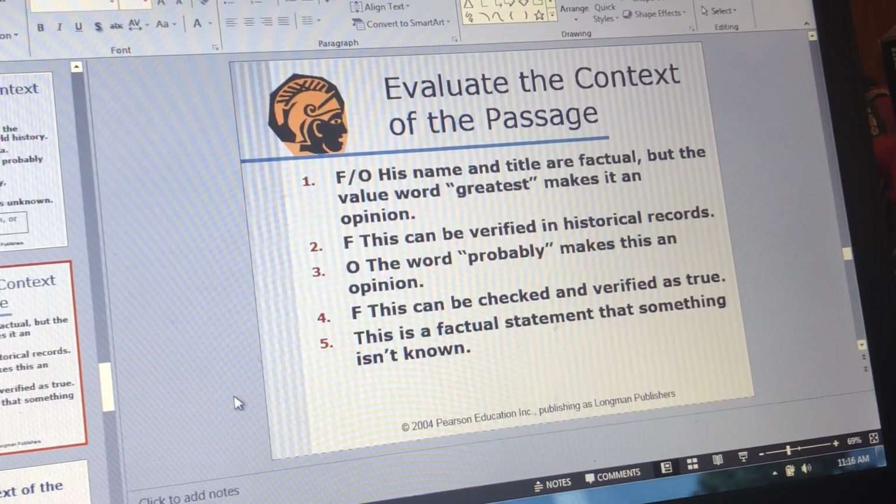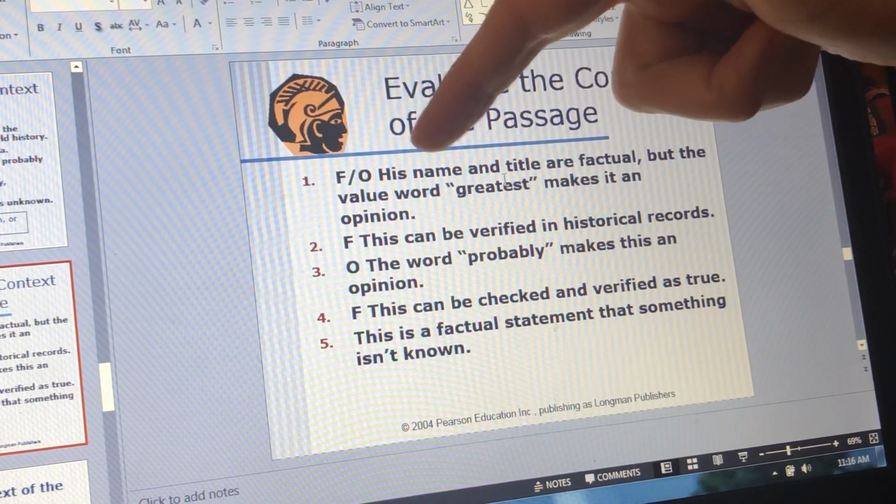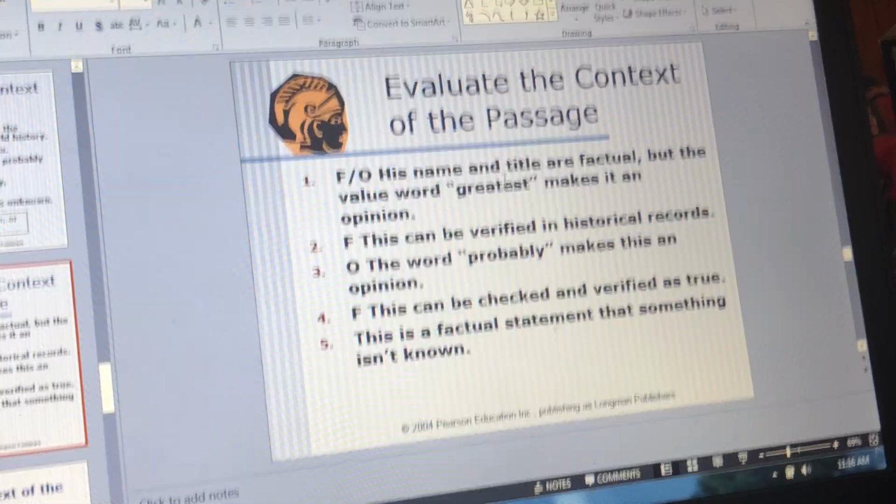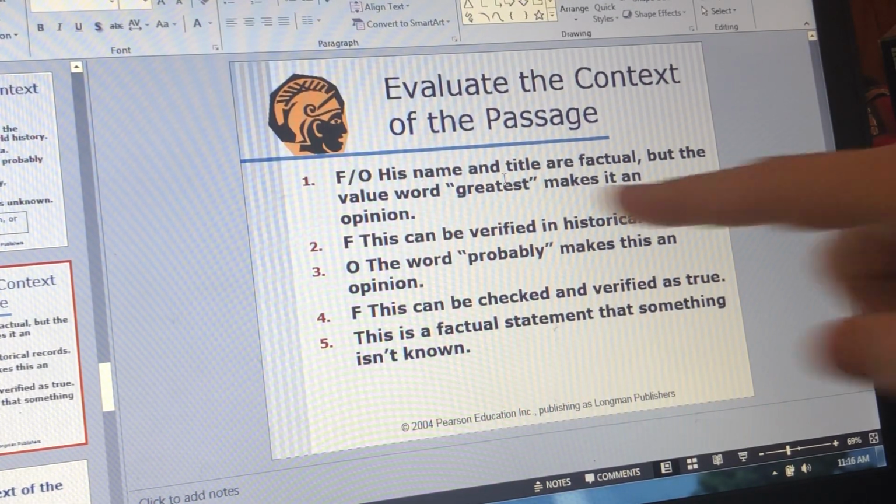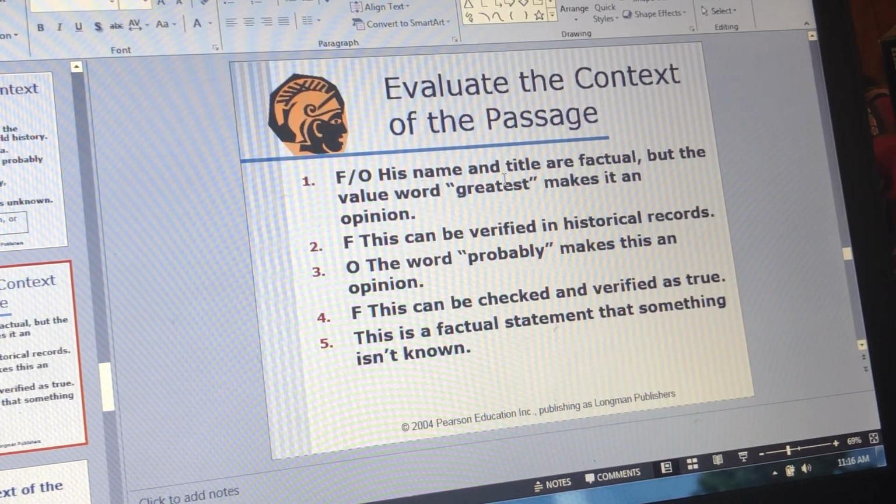Okay, so Alexander the Great was one of the greatest military leaders in world history. All right, so they're saying fact and opinion. My answer really is opinion, all right? His title and name are factual, big deal. The important thing here is greatest, okay? How do we measure greatest?